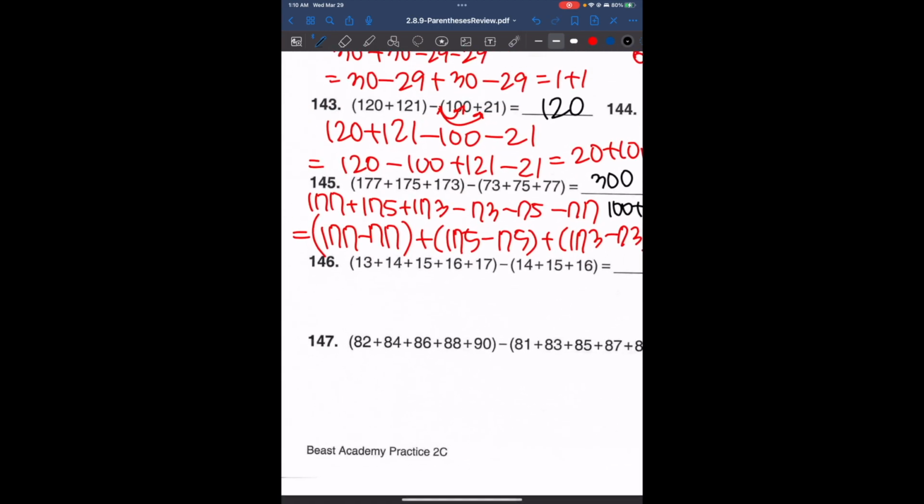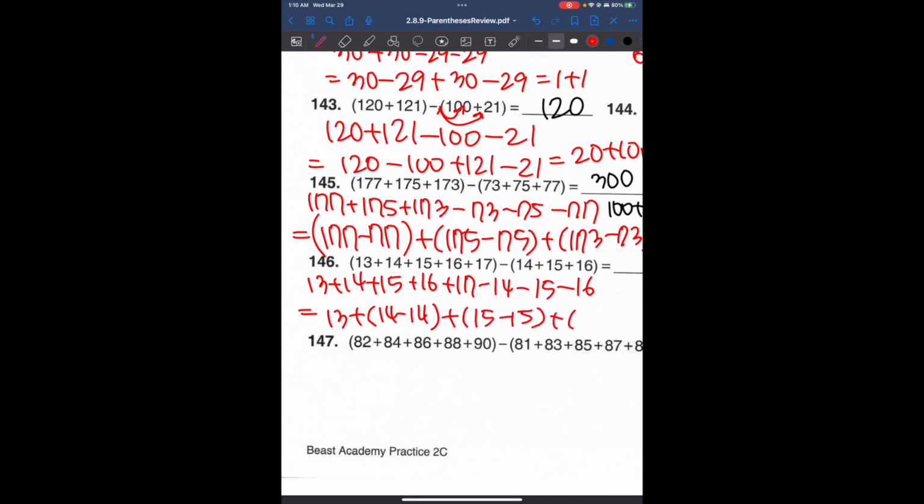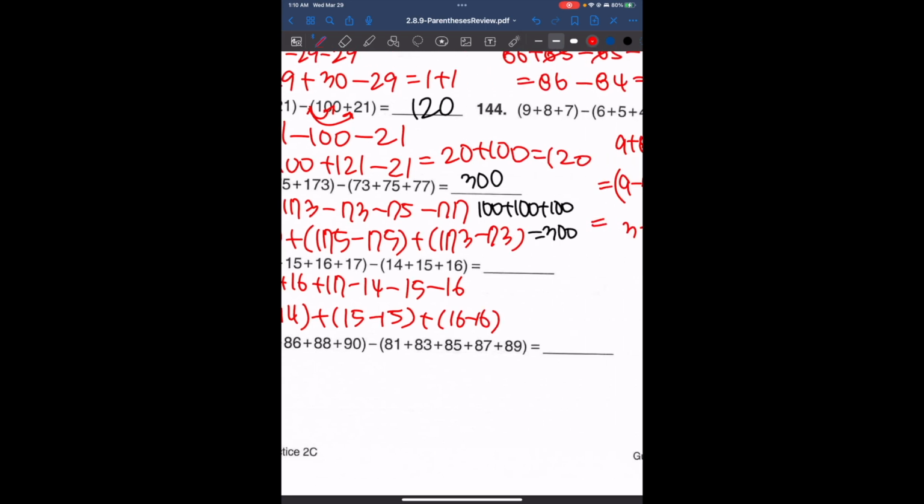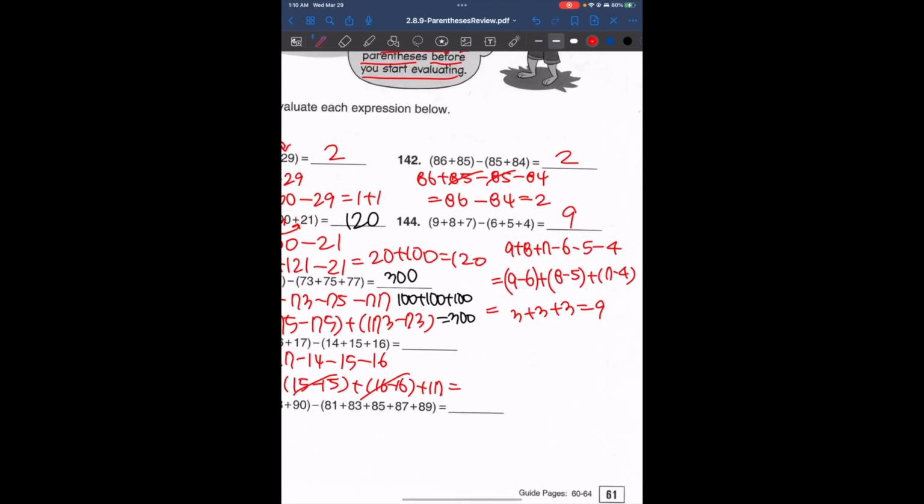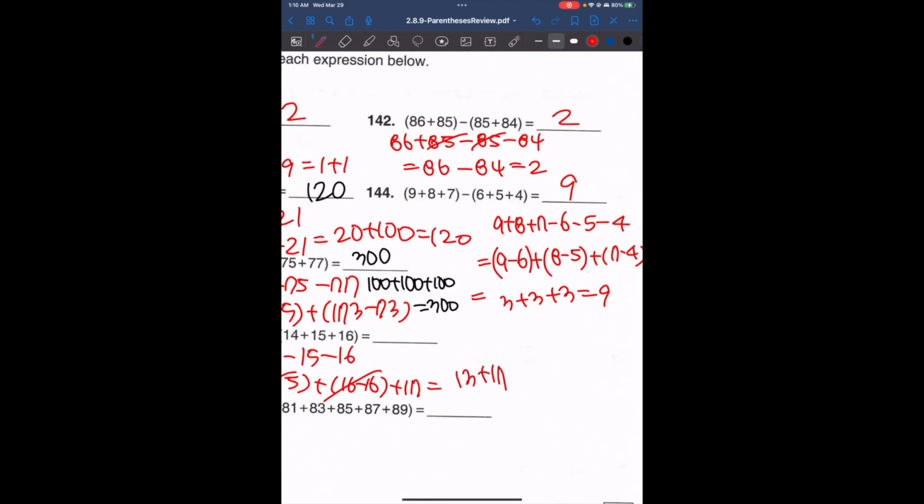Next problem. Again, distribute the negative sign. So negative minus 14 minus 15 minus 16. And so that's going to be 13 plus 14 minus 14 plus 15 minus 15 plus 16 minus 16 plus 17. And so canceled out, canceled out, canceled out. That gives us 13 plus 17. And that is going to give us 30.